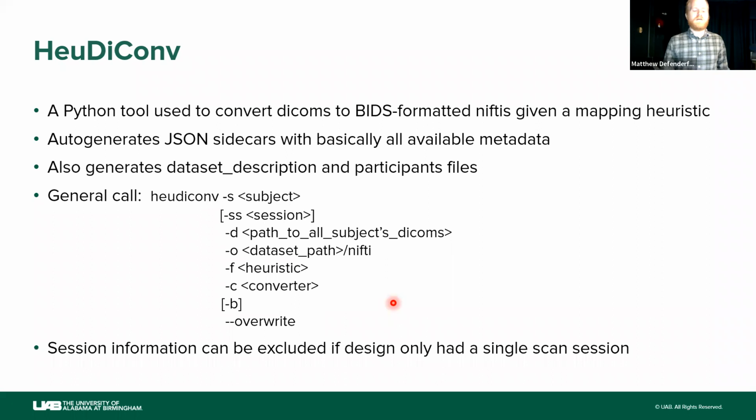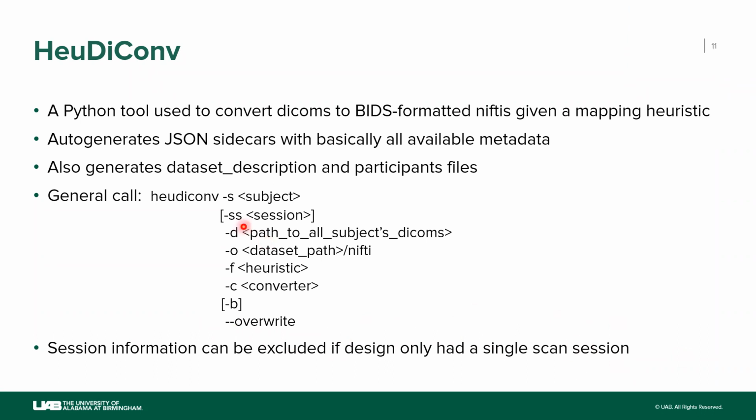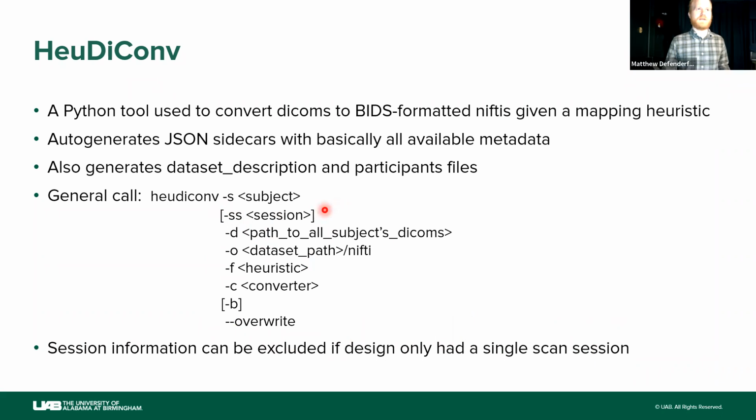So one note: session information can be excluded if the design only had a single scan session. So that's why it's in square brackets here. Again, anything in square brackets you don't need to include, except for -B. I'll show you why this is in square brackets later, but you don't need to include the session ID if you only have a single scan session.